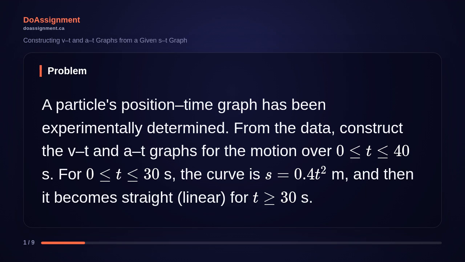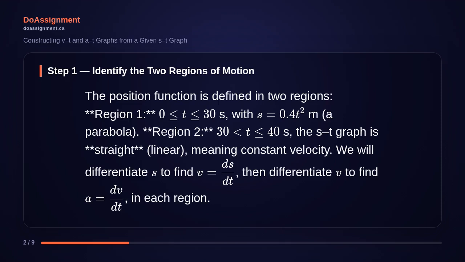Now, let us work through the solution step by step. We have two regions to analyze. From t equals 0 to 30 seconds, position follows a parabolic equation. From t equals 30 to 40 seconds, the graph becomes a straight line, which means constant velocity. We will differentiate position to get velocity, then differentiate velocity to get acceleration in each region.